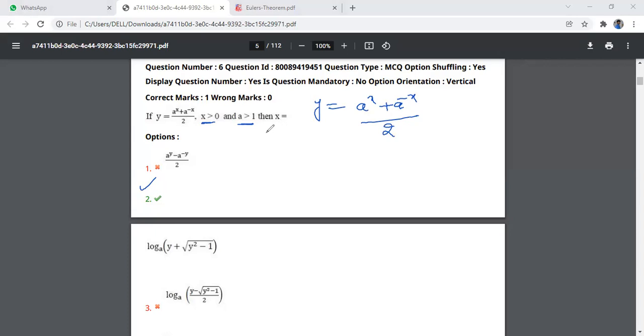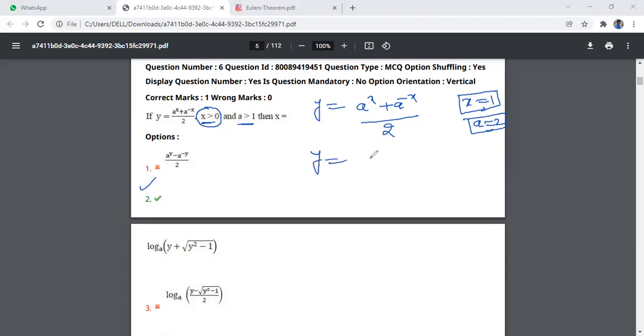We have to log, supply, exponential, differentiation, nothing they are asking. So what I'm taking is, they said x greater than 0, that means I'm taking x is equal to 1. I'm only taking x is equal to 1. And they said a should be greater than 1, so I'm taking a is equal to 2. Now we will substitute here.